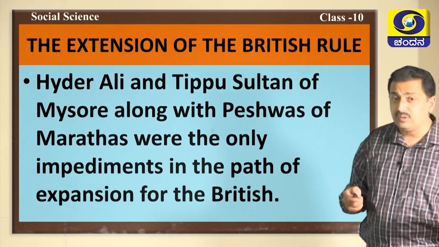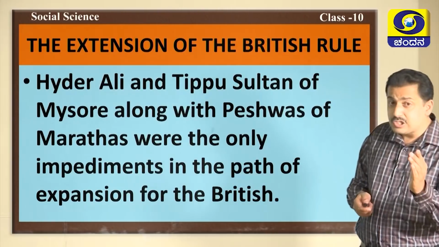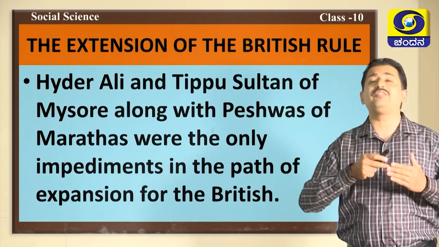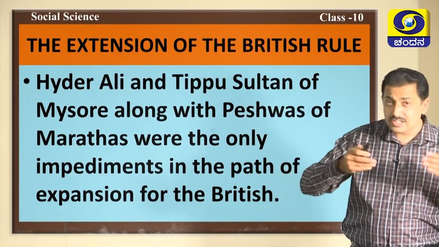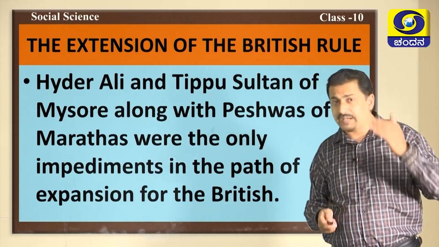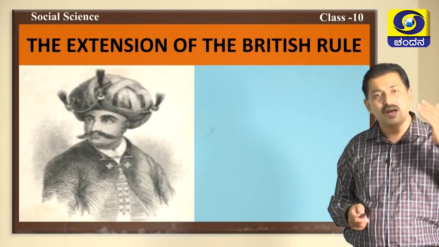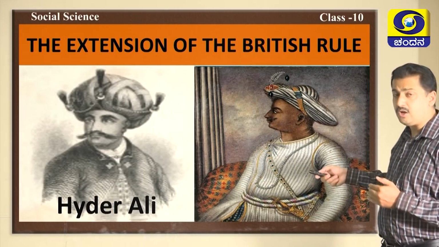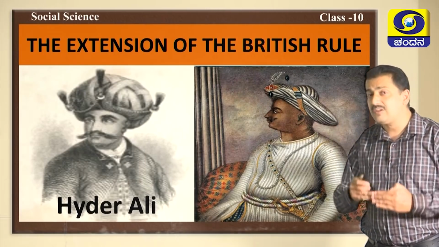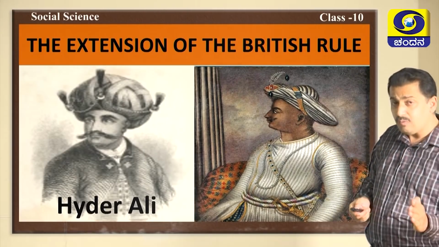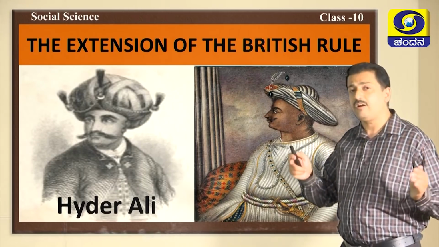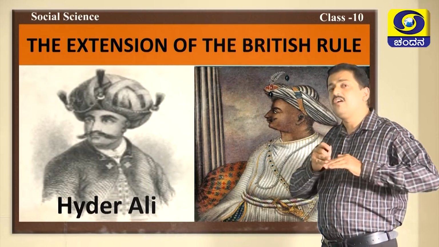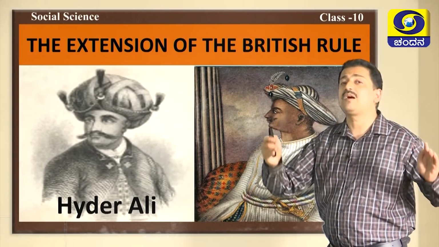Hyder Ali and Tippu Sultan of Mysore, along with the Peshwas of the Maratha region, were the only impediments in the path of the expansion of the British. The British could not expand their empire so easily. It was mainly because of Hyder Ali as well as Tippu Sultan. So, here you have Hyder Ali and Tippu Sultan who restricted the expansion of the British in the south. Likewise, Maratha Peshwa Madhavarao I was very dominant and powerful. He restricted the British from expanding their network in the Maratha region.